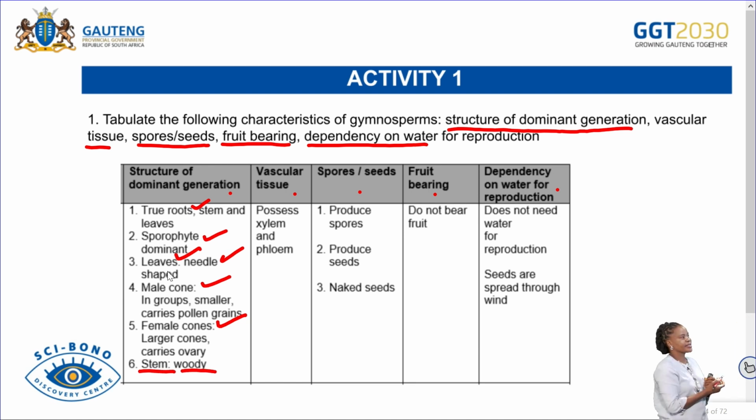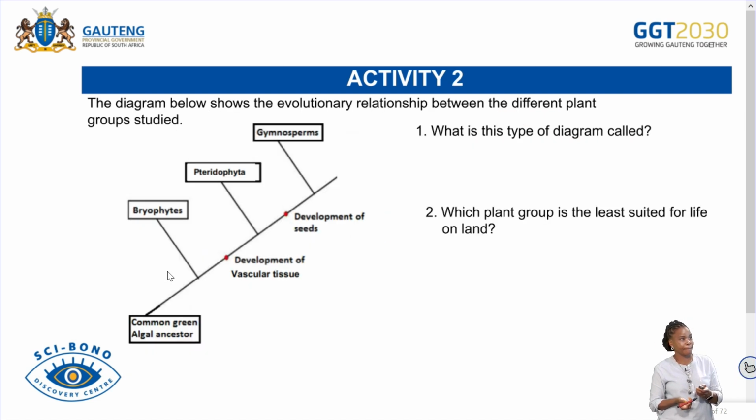And then the second characteristic, do they possess vascular tissues? Yes, xylem and phloem are present. Do they have spores or seeds? They produce spores, and they also produce seeds, and their seeds are naked seeds. Are they fruit bearing? No, they do not bear any fruits. Are they dependent on water for reproduction? No, they do not need water for reproduction. Rather, they need wind for reproduction.